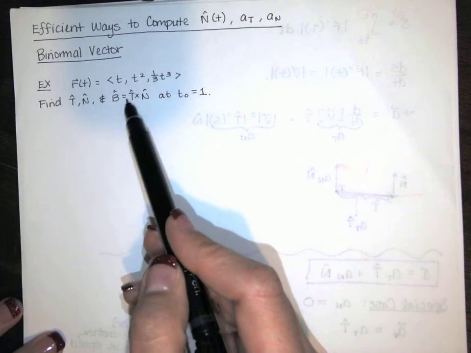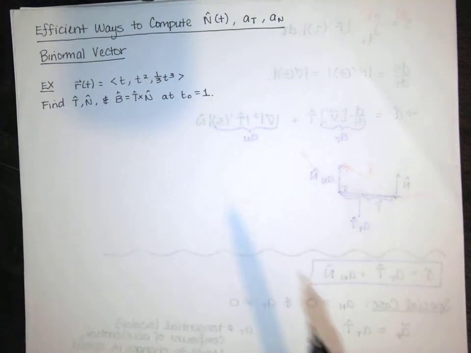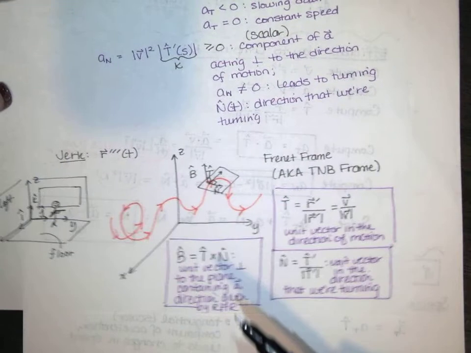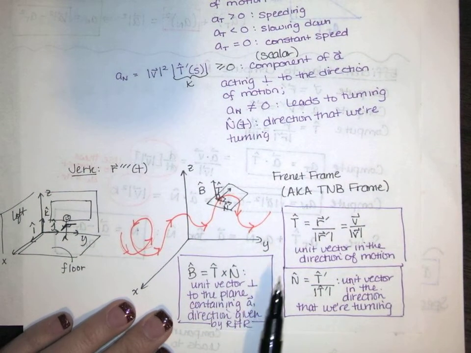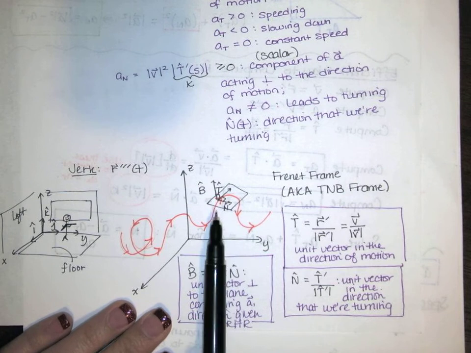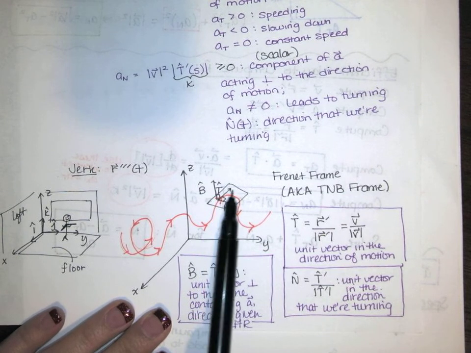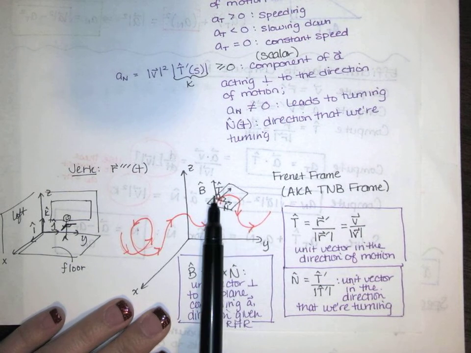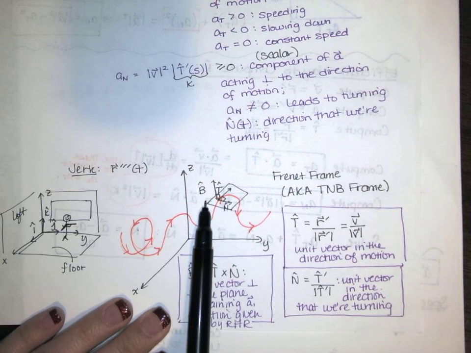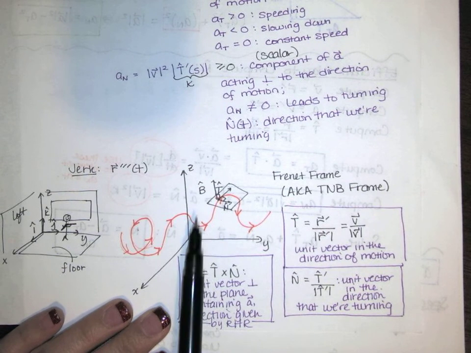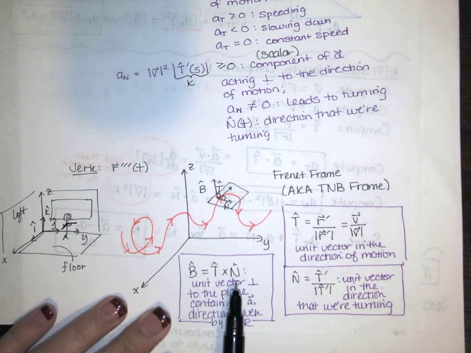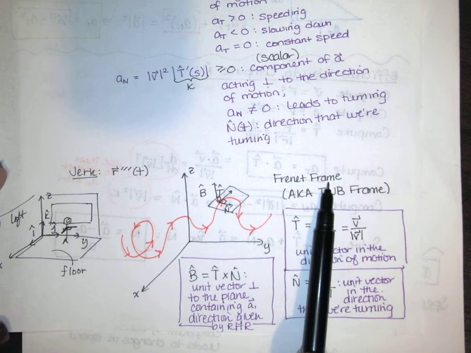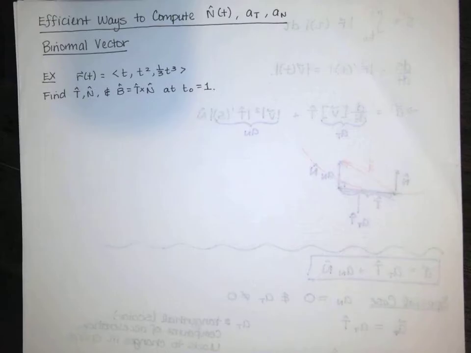And then once we have n hat and t hat, we can take their cross product to find b hat. That's that binormal vector. And remember what the binormal is. It's a unit vector perpendicular to the plane containing our acceleration vector. Our acceleration has a component in the direction of motion and a component in the direction that we're turning. That defines a plane. The vector that's perpendicular to that plane is either the binormal or the negative of the binormal, and the direction of the binormal is given by the right-hand rule. We're going to talk more about that direction when we talk about rates of change in the Frenet frame in a different video.